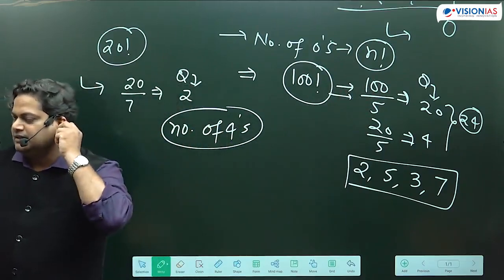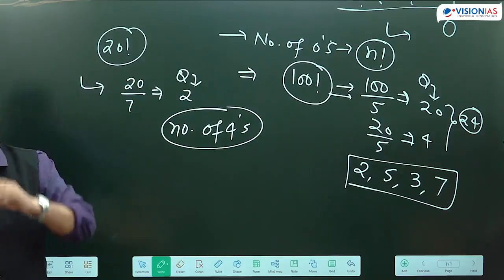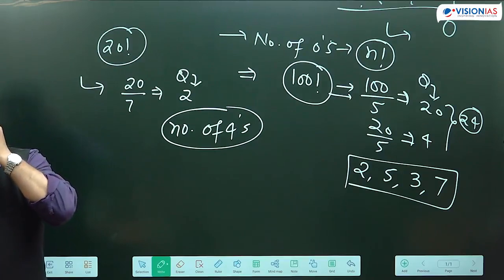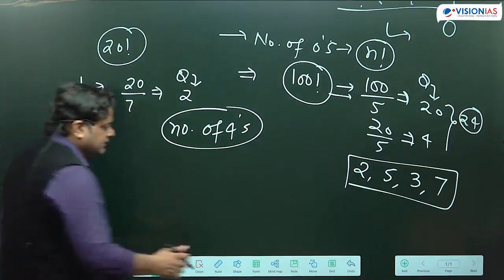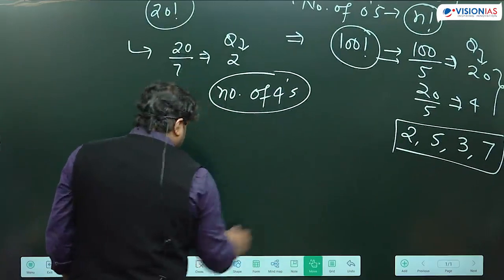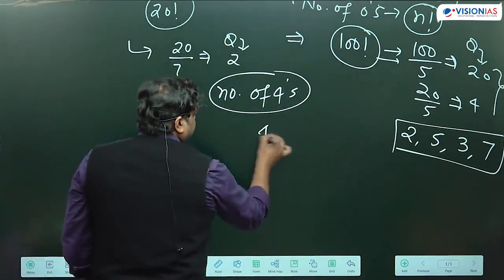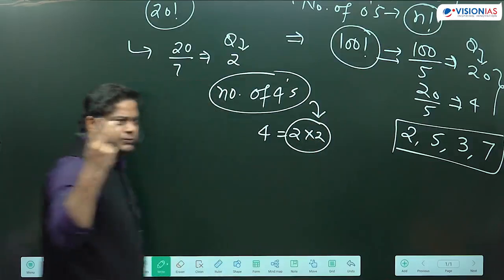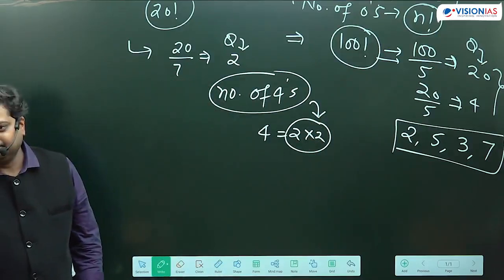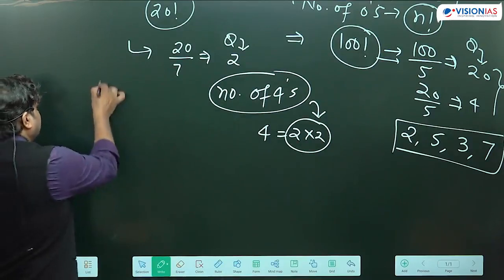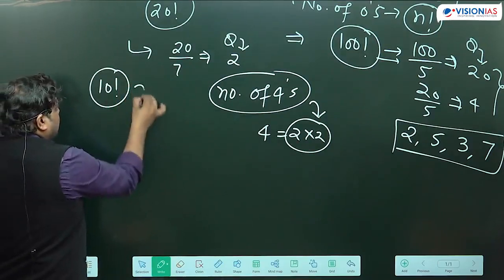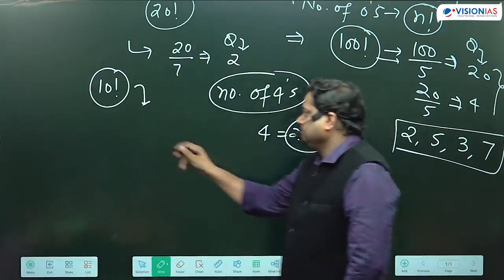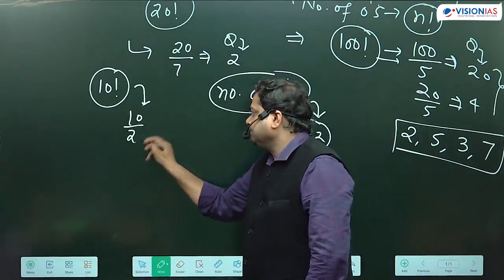But if it is asked to calculate the number of 4s, number of 6s, number of 9s, number of 8s, then we need to think how we can get 4. We can write 4 as 2 into 2. That means with the help of two 2s we can get one 4. If I write 10 factorial, how many 4s are there? We'll try to find out how many 2s are there. In 10 factorial, how many 2s are there?